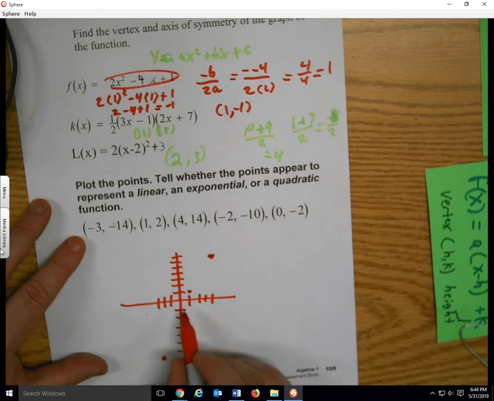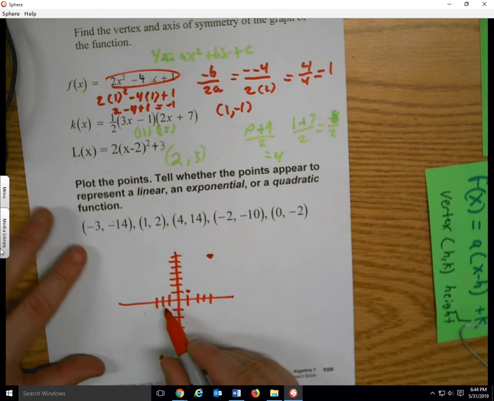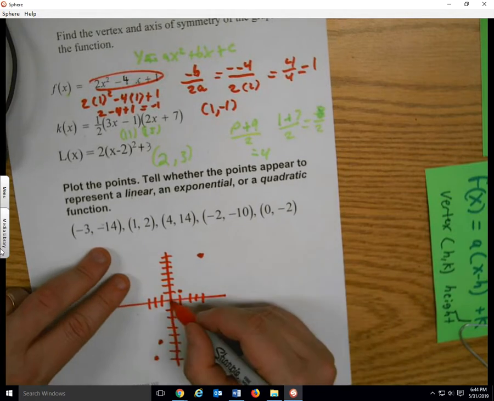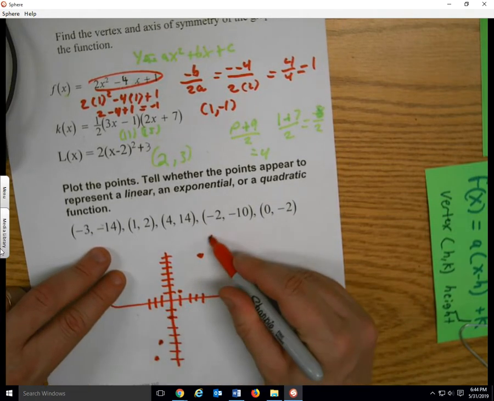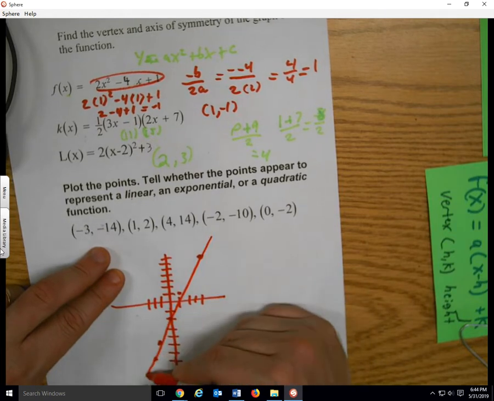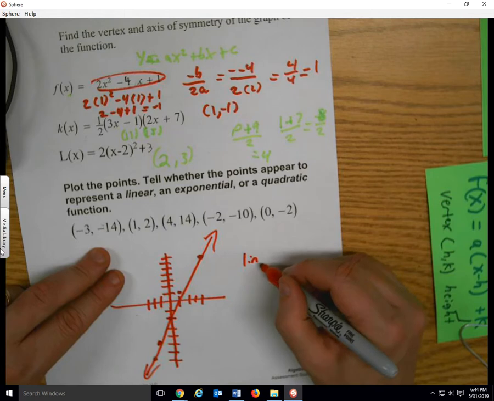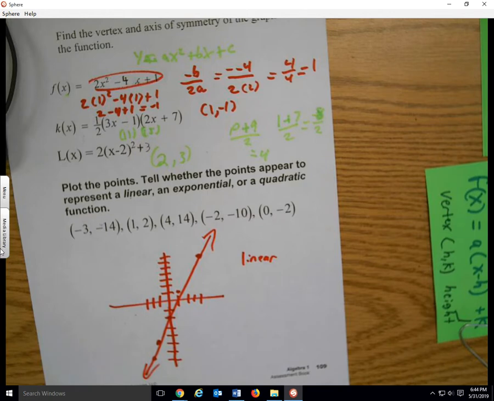Let's see. If x is a -2, y is a -10. 2, 4, 6, 8, 10. And if x is 0, y is -2. So you can tell that this one is linear. Try to hide it by the order they put it in, but it's linear.